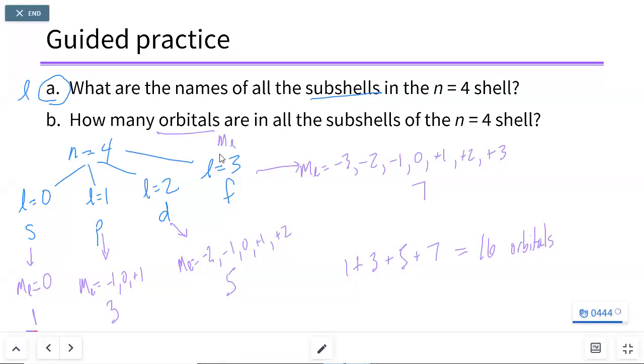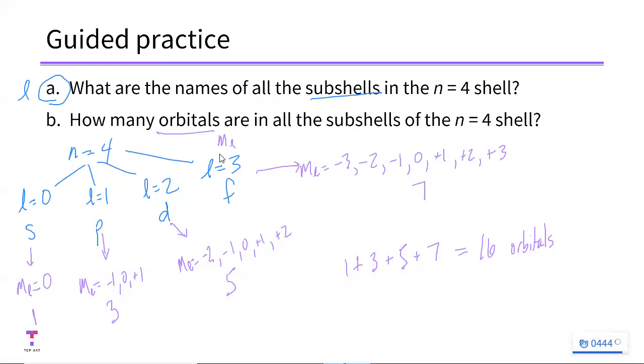Each one of these sublevels can hold double the number of orbitals. So the F sublevel can hold 14 electrons. The D sublevel can hold 10 electrons. The S sublevel can hold 2. The P can hold 6.